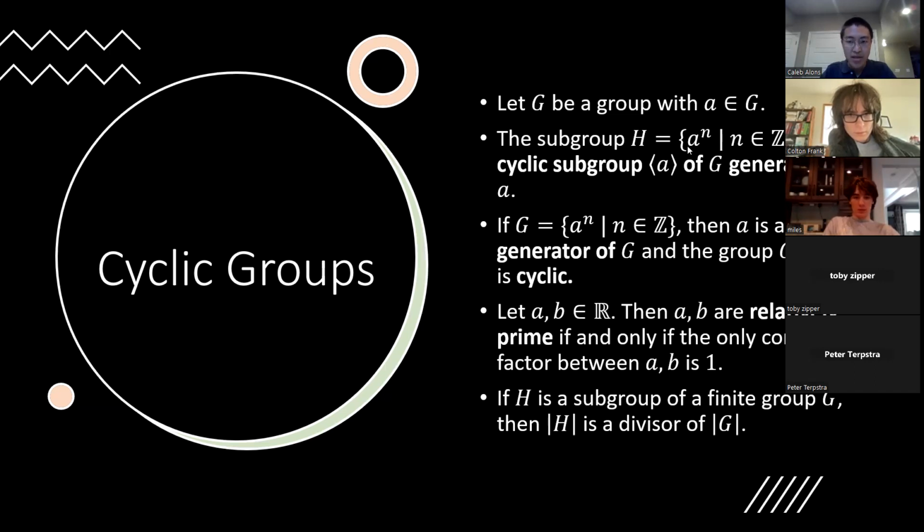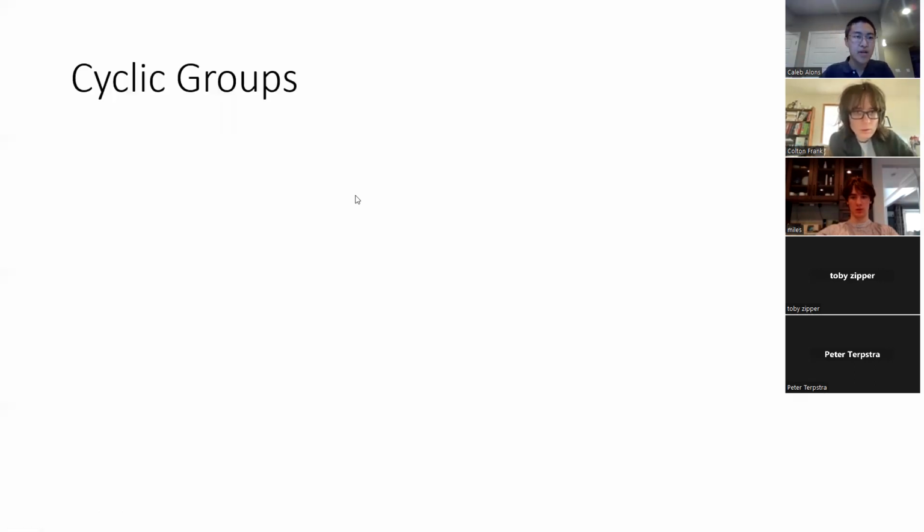So this subgroup H, the A to the N, where N is an integer, that just simply means repeating over and over again. And then if you can actually generate all of the elements inside of your original group by repeating just one element in the binary operation over and over again, then we call that group cyclic. So I'll give you a good example of this.